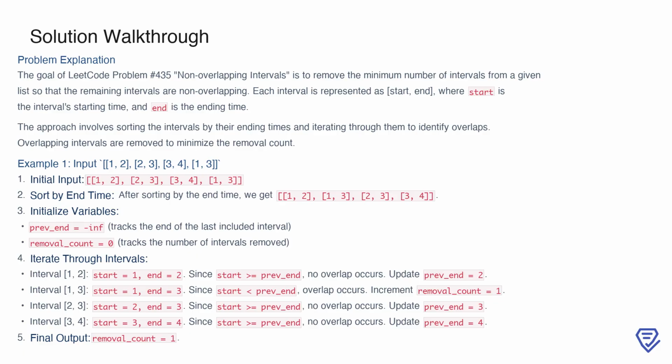However, the next interval, [1, 3], starts before 2, meaning an overlap occurs, and we increment removal_count to 1. This process continues for each interval, updating prev_end or removal_count as needed. By the end, only one interval needs to be removed, giving us a final output of removal_count equals 1.